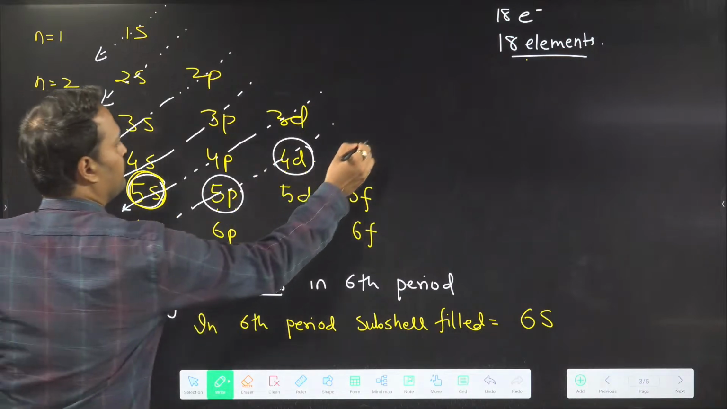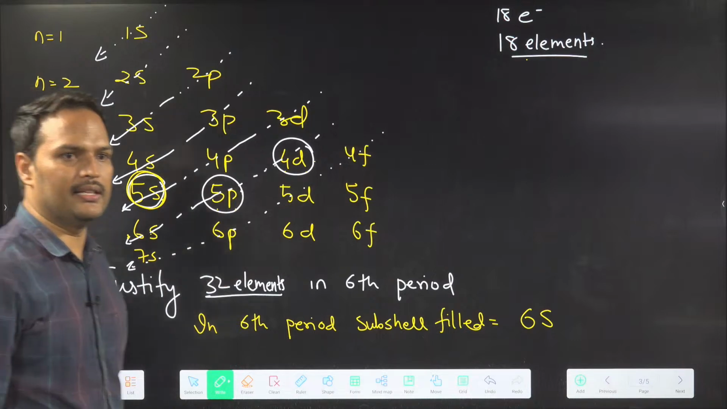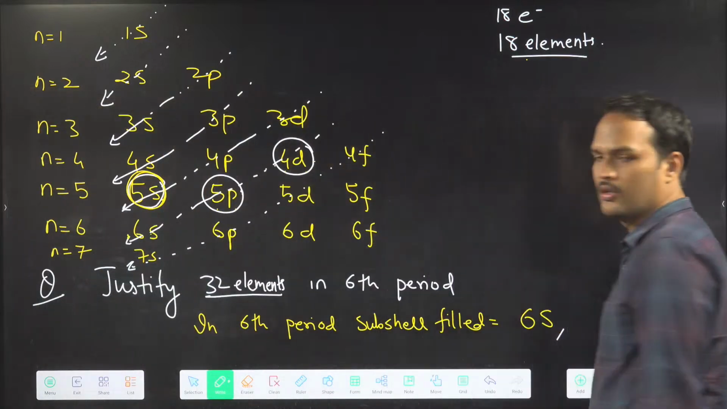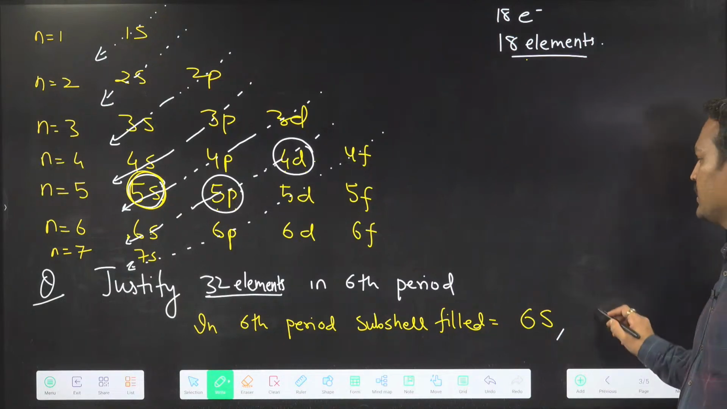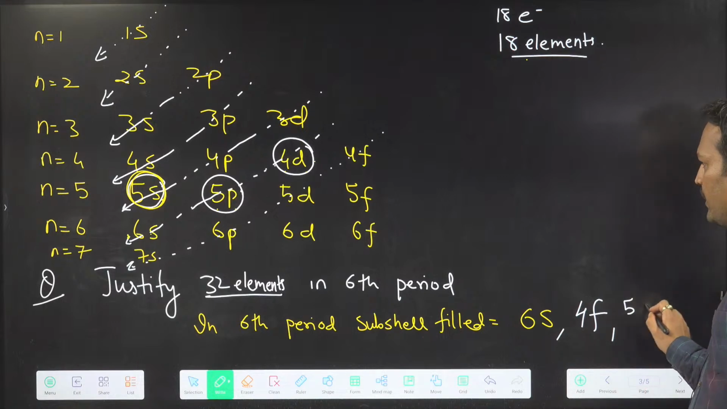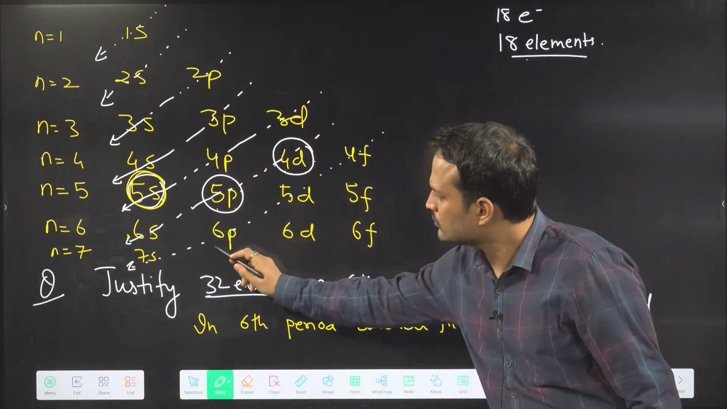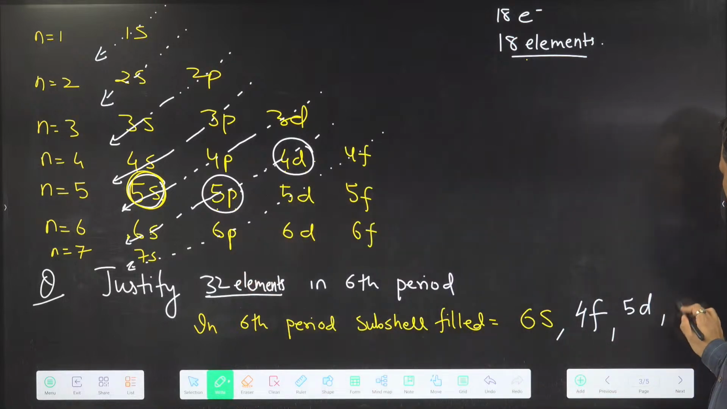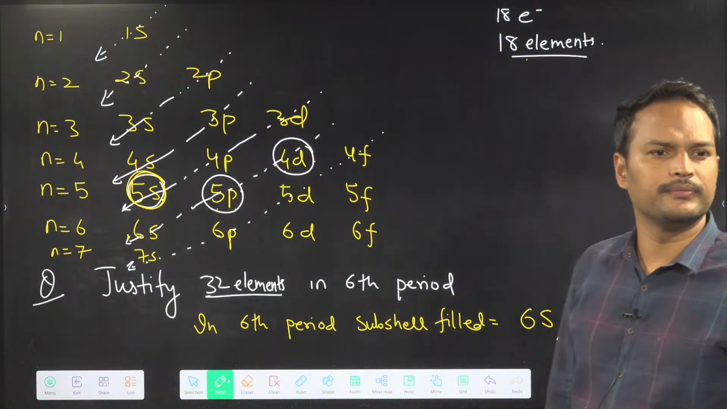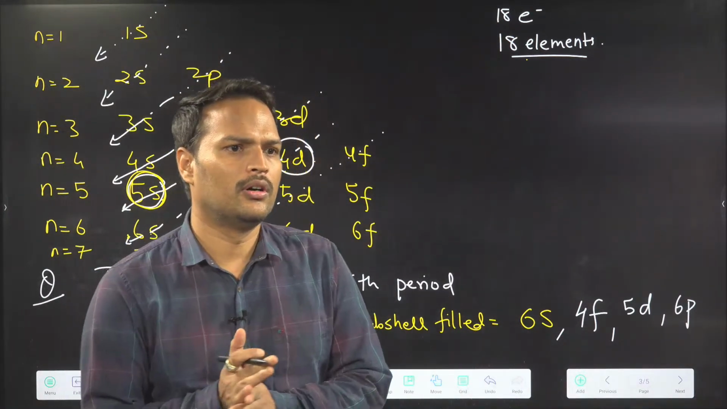Then after 6s, you tell me the orbitals quickly. After 6s what? 6s, then there is 4f. Then what? 5d. Correct. Then what is there? 6p. Then can I write 7s here? Correct, Yashaswini, Mithil, all are writing correct.